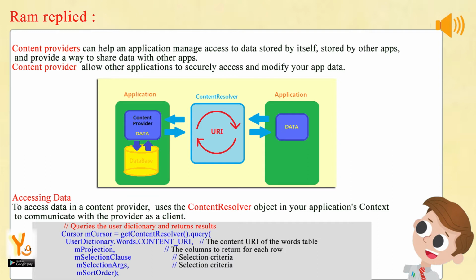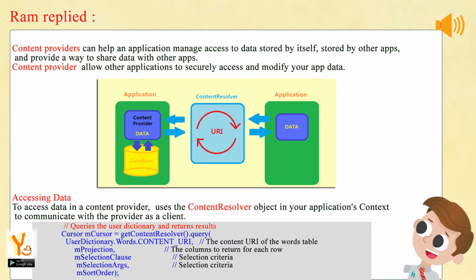Content providers can help an application manage access to data stored by itself, stored by other apps, and provide a way to share data with other apps. Content provider allow other applications to securely access and modify your app data.